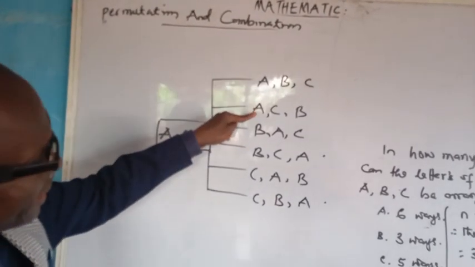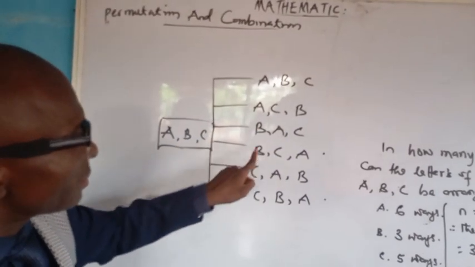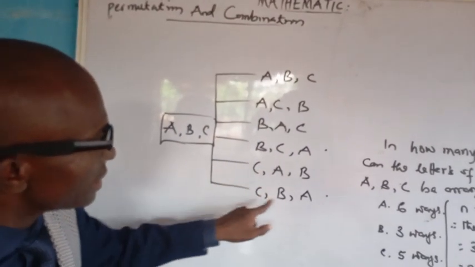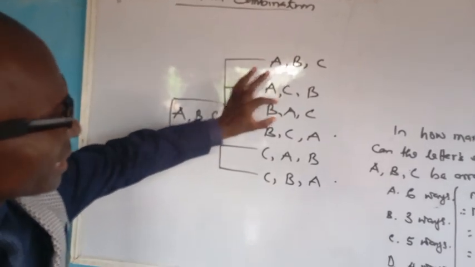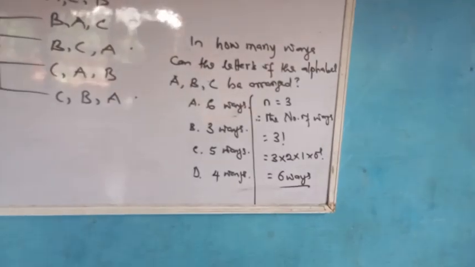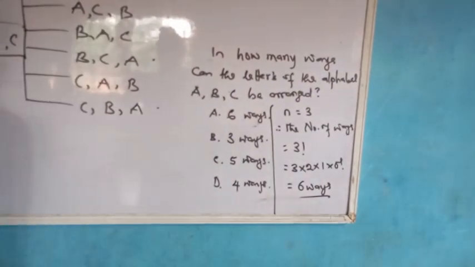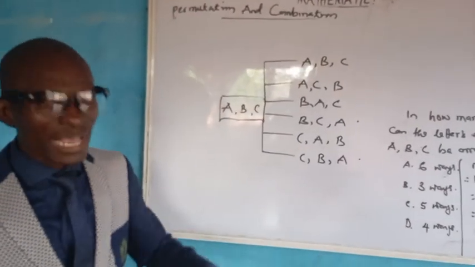We started with ABC, ACB, BAC, BCA, CAB, CBA. Look at it. If you count the number of ways here, 1, 2, 3, 4, 5, 6, which we have just expressed here. That is exactly what we are talking about. So in a question where they ask you such a question, you should know how to answer it. Now let's make another example.